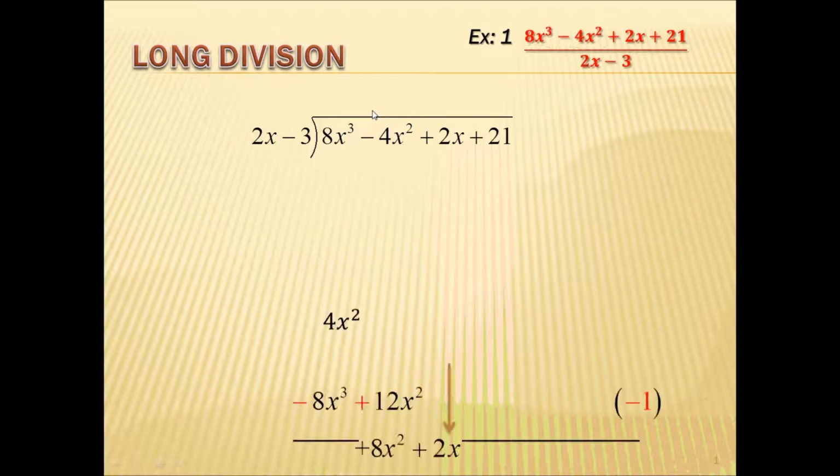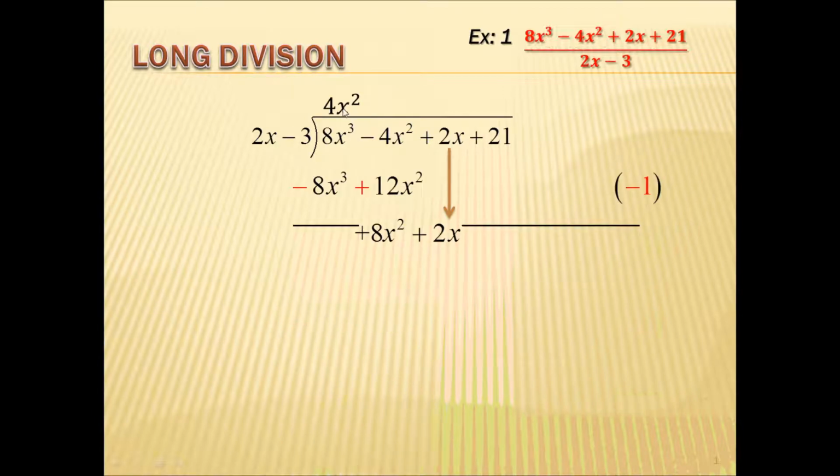Let's go and place that in. 4x squared multiplied by 2x will give me 8x cubed. Now you notice that I have a minus sign out here. I will explain that in a minute. I have to also multiply the entire divisor. So minus 3 times 4x squared will give you minus 12x squared. The sign of that is changed also.